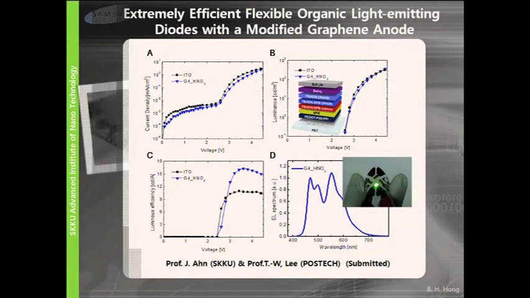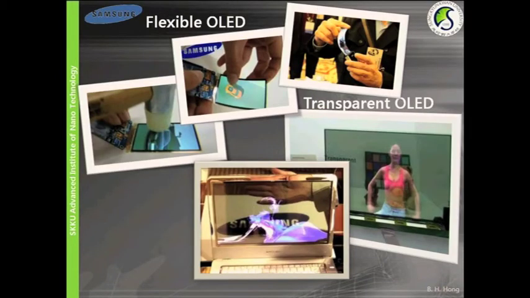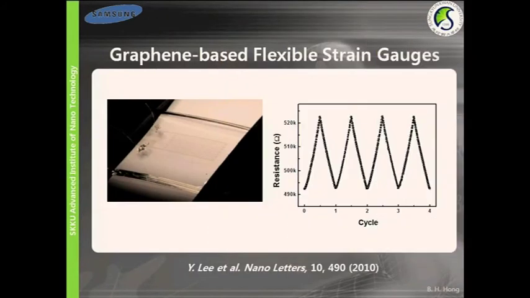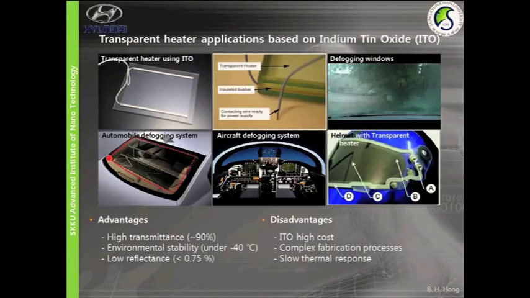So they use this method to make the OLED lighting. So graphene shows very linear response to the strain. So the graphene can be used as a strain gauge. This work is done by Professor Jonghyun An.